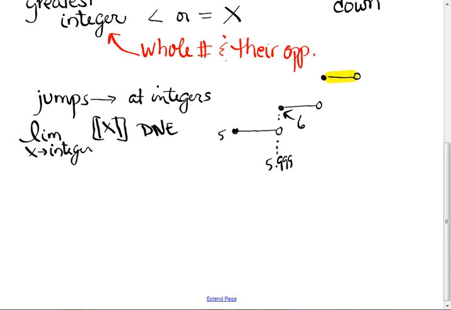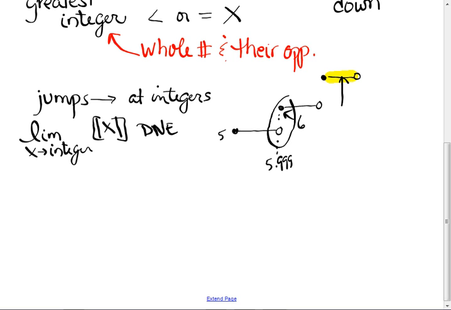Inside, in the yellow part, that is continuous. If you pick a point in here, does the limit exist? Does the function exist? Are they the same? Yeah. No problems with that. It's just at the jump, and the jumps are at the integers.